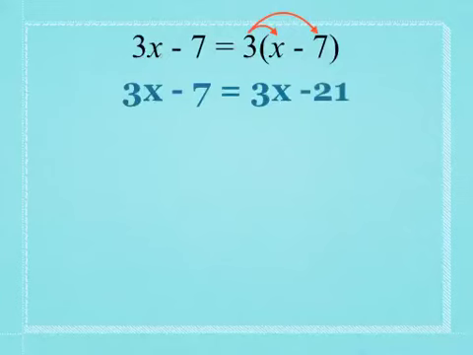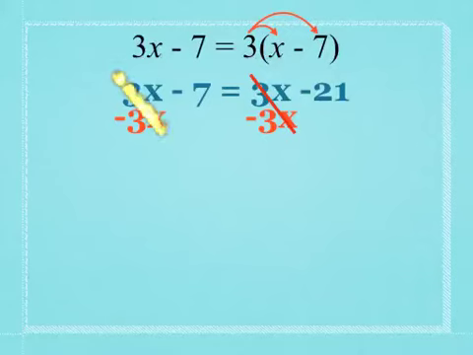Now, hopefully you're thinking I need to combine my like terms. I have 3x on the left side and 3x on the right side of my equation. So I need to combine them or get them on the same side together. To do that, I need to use inverse operations because they're on different sides, which means I'm going to subtract 3x from both sides. Well, 3x minus 3x cancels, and this is going to happen on both sides. And I'm left with negative 7 equals negative 21.